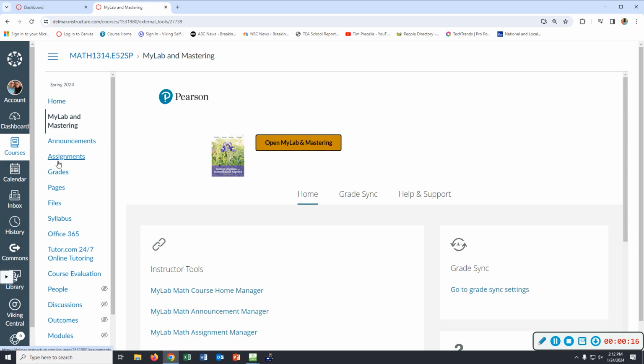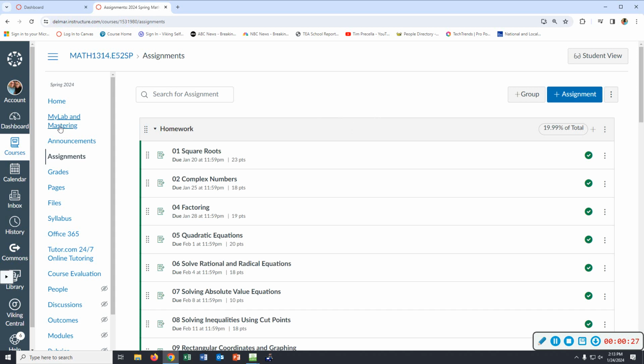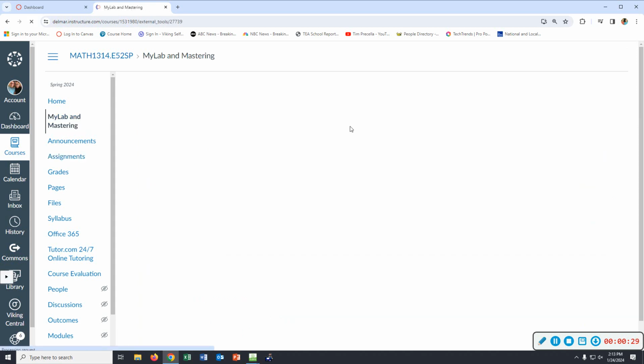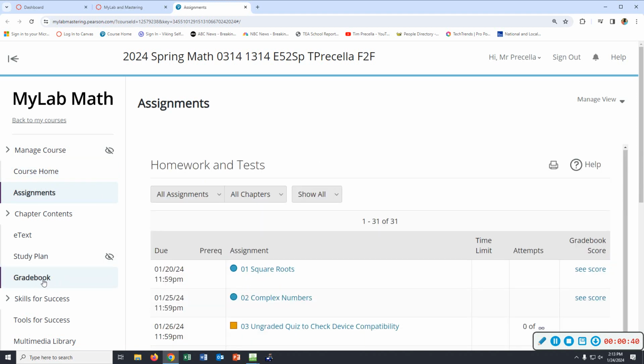And remember, you can access the assignments right here through Canvas. You'll see where I'm pointing that says assignments, but as I've told you before, I prefer accessing through MyLab and Mastering, and I open it, and at that point you have your Pearson gradebook also. You use that gradebook to review tests and quizzes. We'll have an announcement with a video showing that later on.